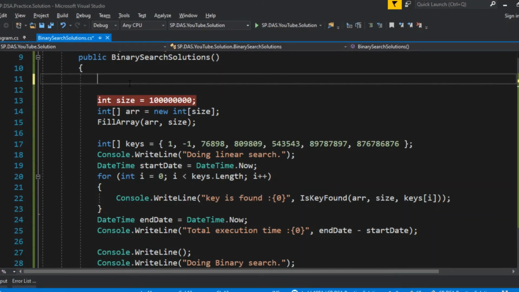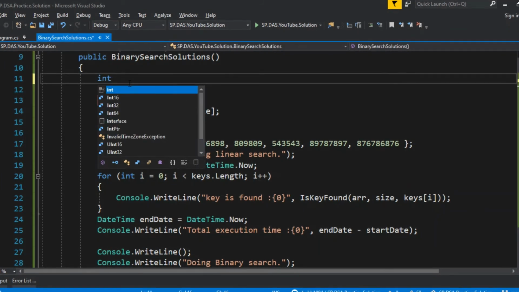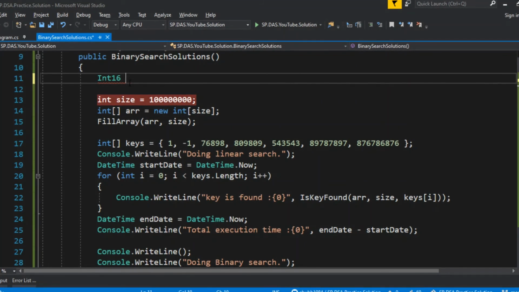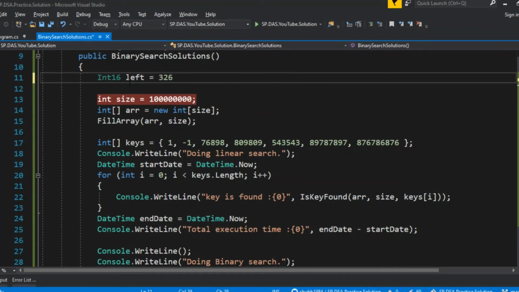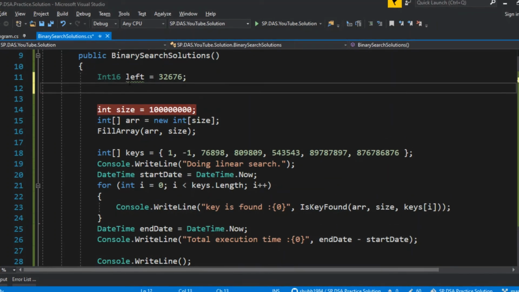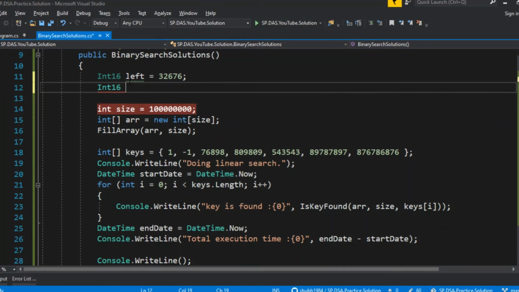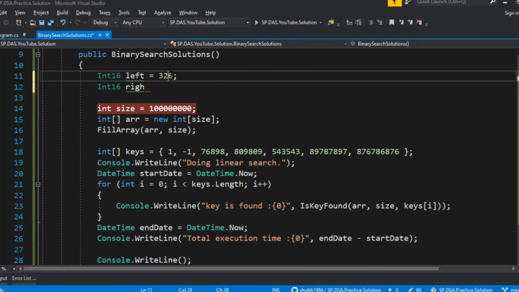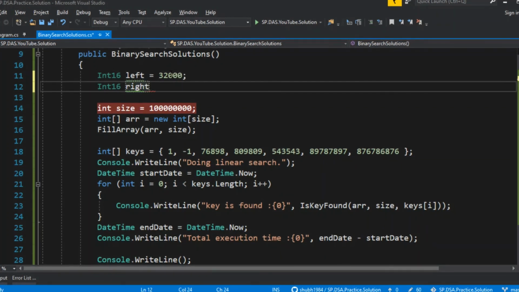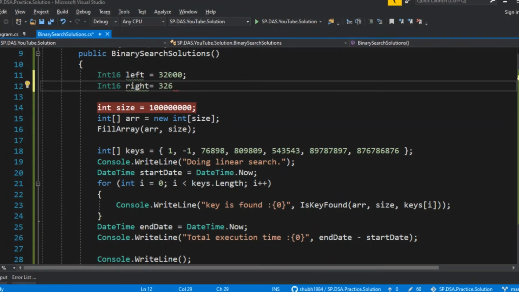All data types have a minimum and maximum value. So for demonstration purposes, I'm taking a 16-bit integer, which is 2 bytes in length. So suppose left has been defined around 32,000 index, and the right index lies in between, near 32,676. So instead of 76 I'm taking 75.